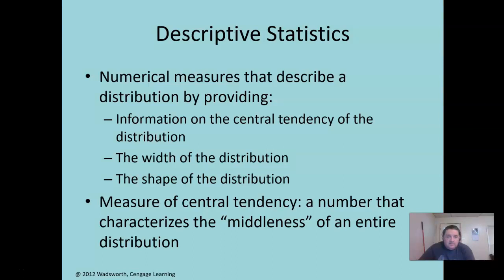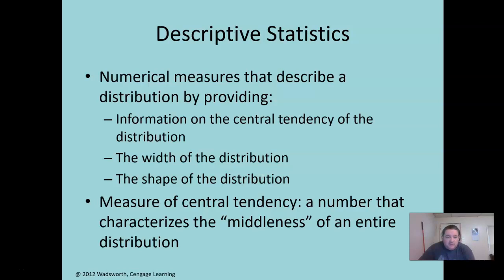Descriptive statistics are the numerical measures that describe a distribution by providing information on the central tendency of the distribution, which we'll talk more about, the width of the distribution, and the shape of the distribution. Each one of these has particular terms that we use.